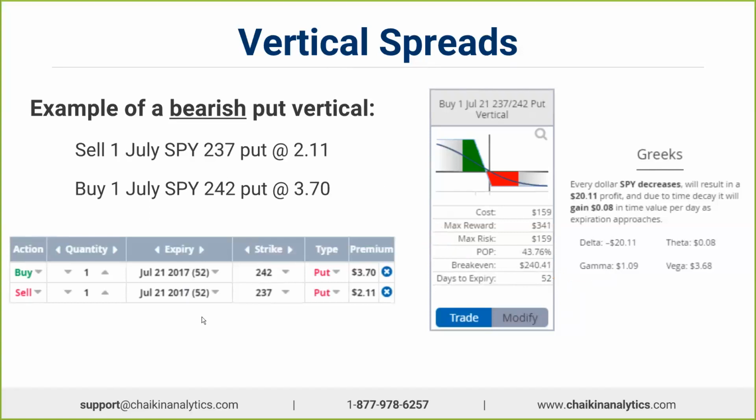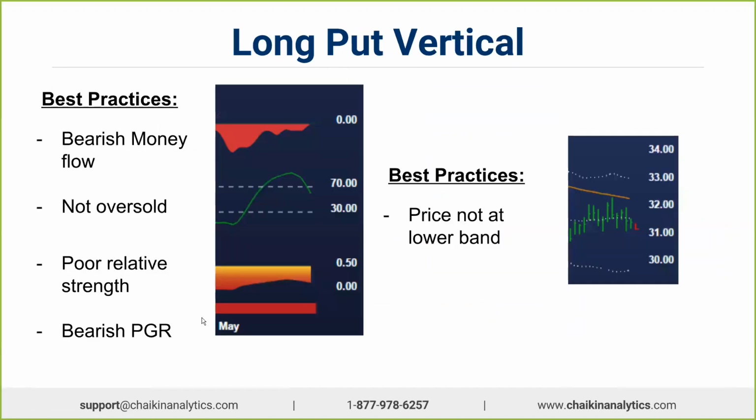For a put vertical bearish, we want to look at having bearish power gauge, poor relative strength. We don't want it oversold. If anything, we want it close to or near overbought with poor money flow. Again, we don't want it near the lower band. We want to have room to run. Lower band is our likely bottom end of the range. So we want it to be somewhere close to the middle line. I like to do it higher than the middle line.